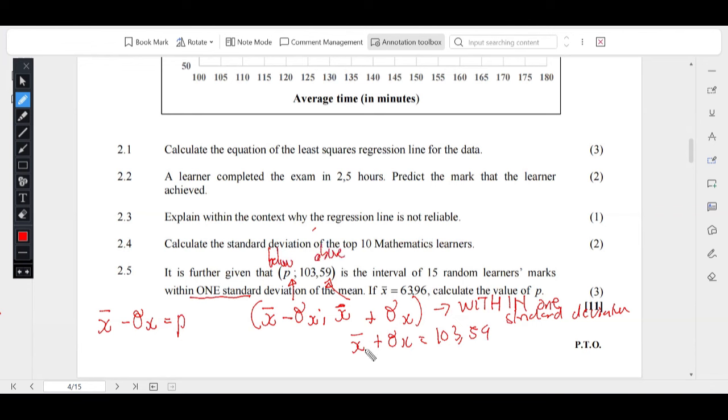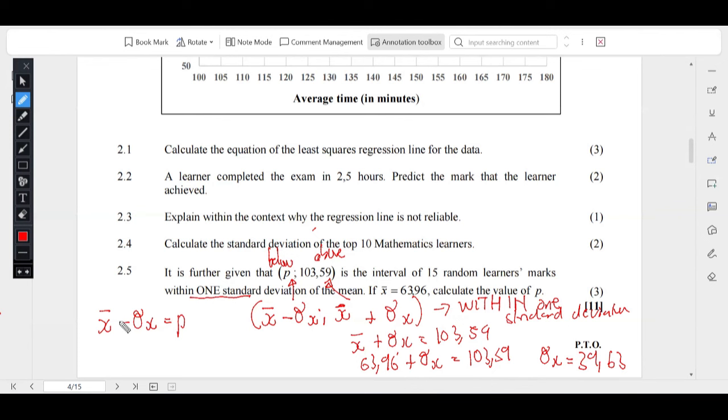Okay, so having this, remember we do have the X bar, meaning we can calculate the standard deviation by saying 63.96 plus the standard deviation is equal to 103.59. Now to calculate our standard deviation, it's just a matter of taking this over to that side. So we have standard deviation is equal to 103.59 minus 63.96. And then we get our value, 39.63, meaning that using that, we can now calculate the value of P.